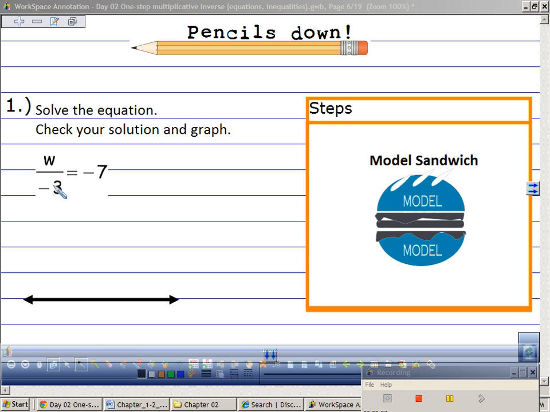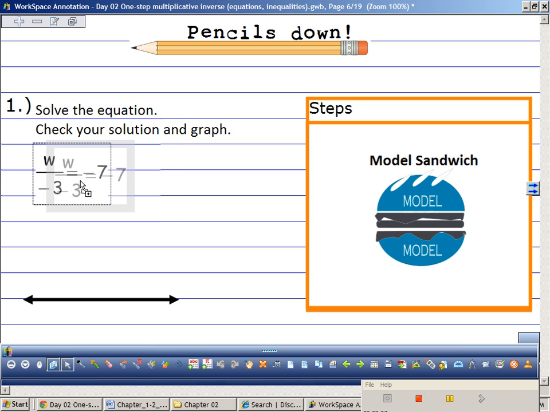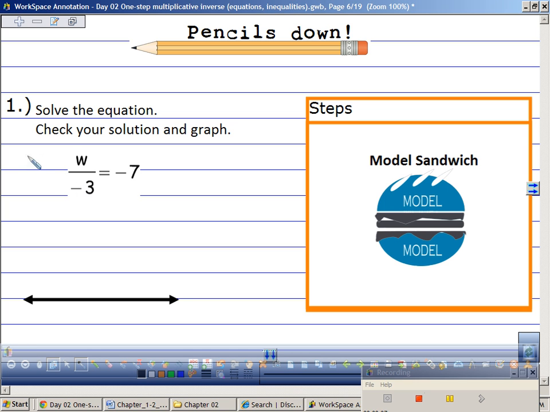I'm going to rewrite this. All right, W divided by -3. What is the multiplicative inverse of being divided by -3? Multiplying by -3/1.